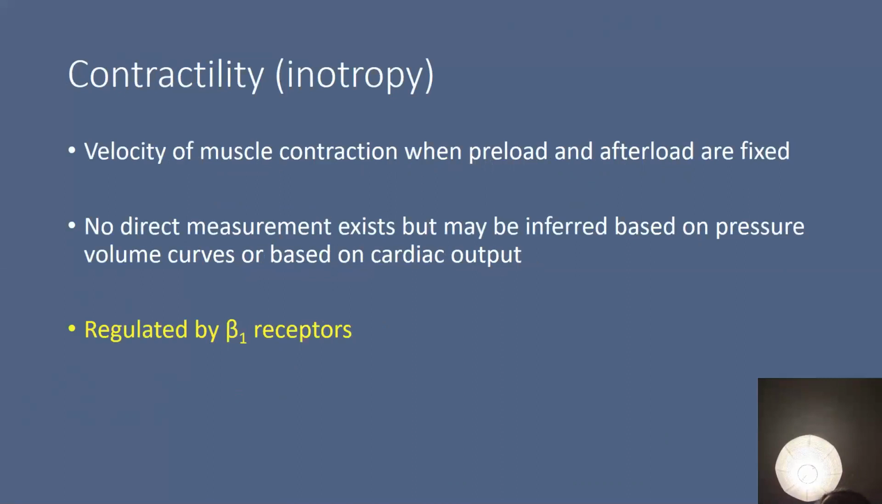Okay, sorry guys. Let me draw afterload real quick, and then we'll do contractility. So in a tiny little square over here, we're going to do afterload.